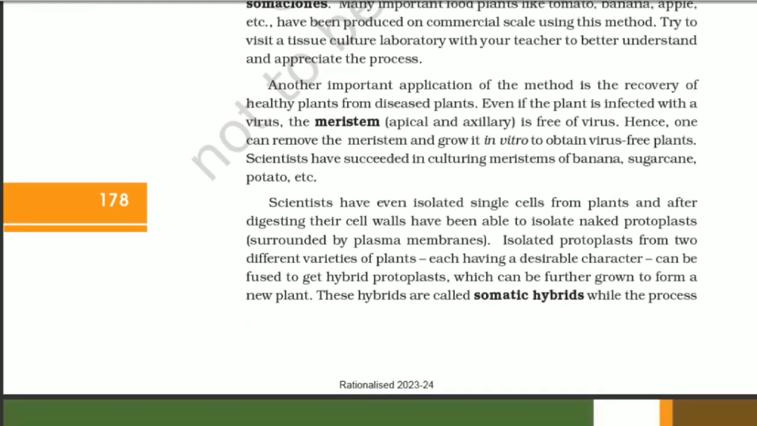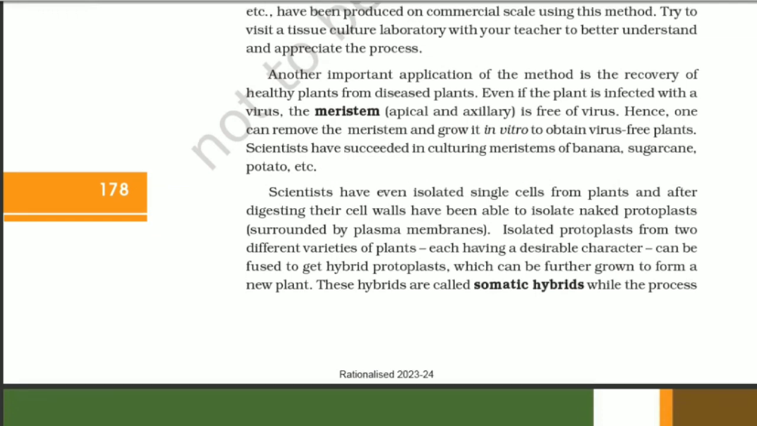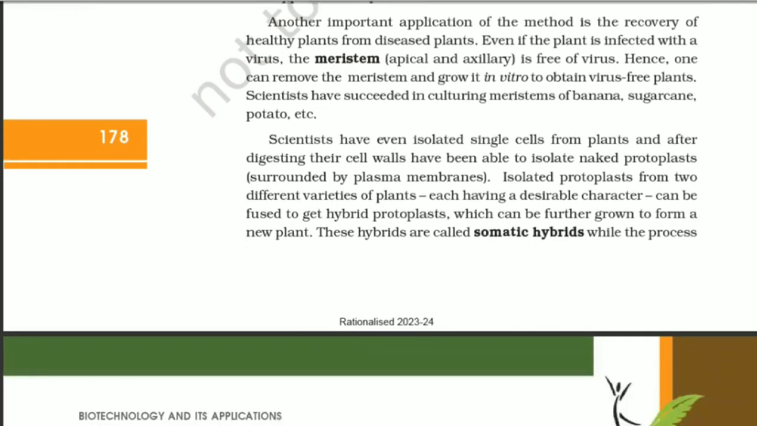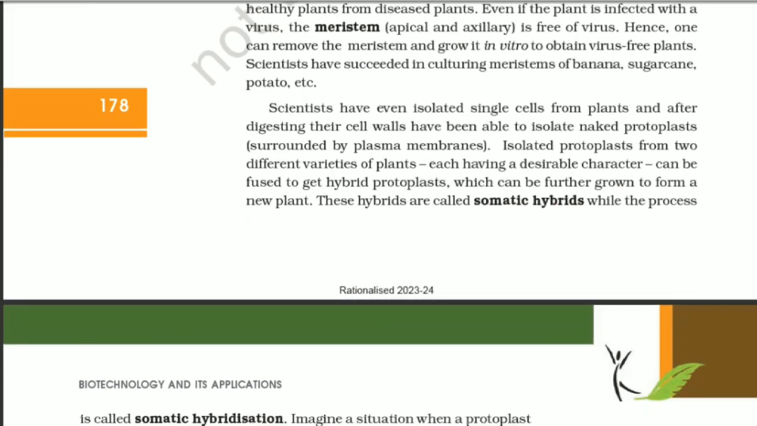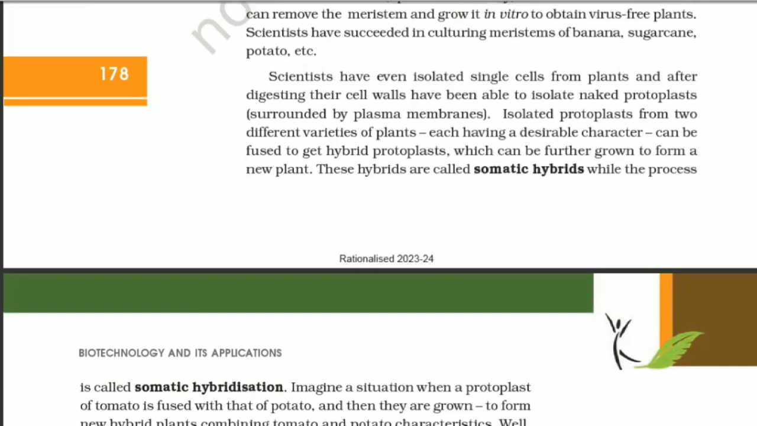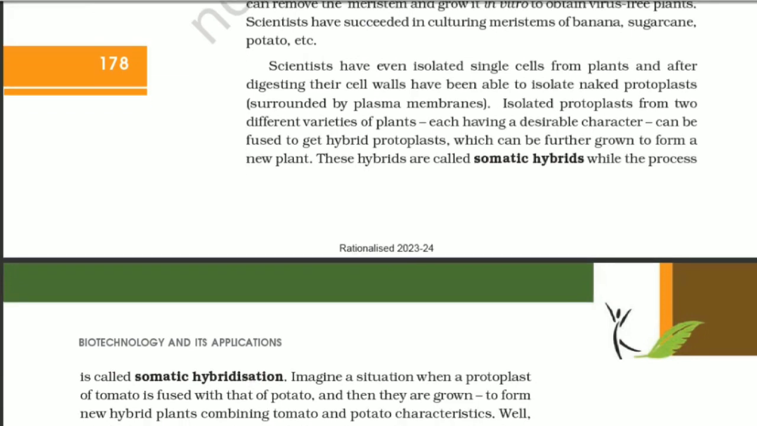Try to visit a tissue culture laboratory with your teacher to better understand and appreciate the process. Another important application of the method is the recovery of healthy plants from diseased plants. Even if the plant is infected with a virus, the meristem, that is apical and axillary, is free of virus. Hence, one can remove the meristem and grow it in vitro to obtain virus-free plants. Scientists have succeeded in culturing meristems of banana, sugarcane, potato, etc.